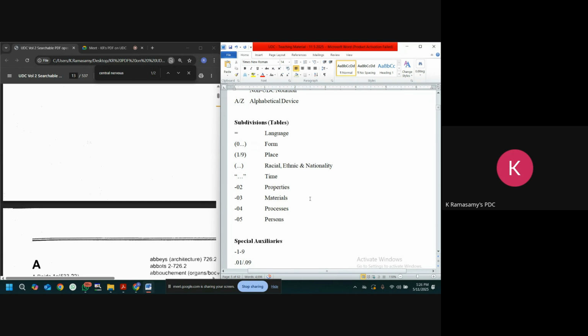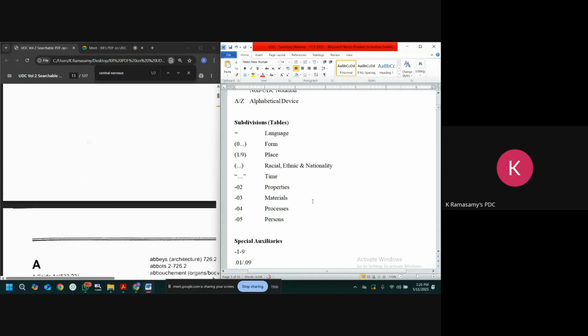They're all tables. Just like Ranganathan has given different indicators to denote different facets of a particular subject, called PMEST, the same way, here Paul Otlet and Henri La Fontaine.